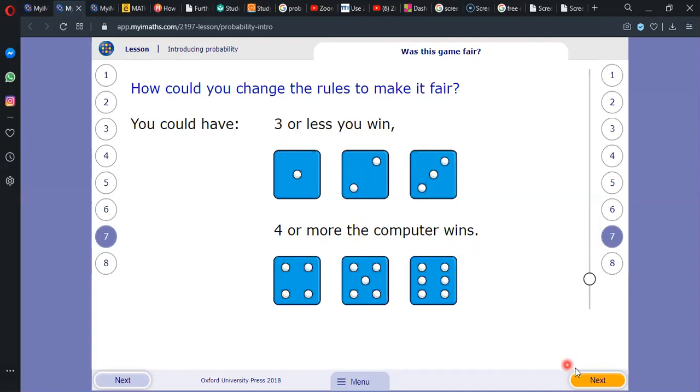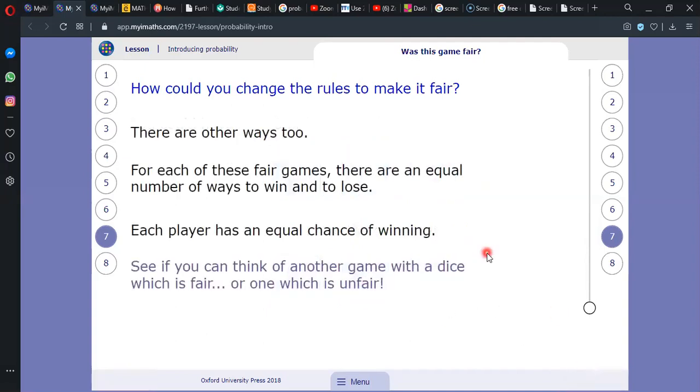So that's still fair. Definitely, there are other ways too, guys, for us to make the rules to make the game very fair. For each of these fair games, there are an equal number of ways to win and to lose, and that makes it very fair. Each player has an equal chance of winning. So see if you can think of another game with a dice which is fair or one which is unfair. I expect you guys to send me the answer that you are able to come up with of another game with a dice which is fair.